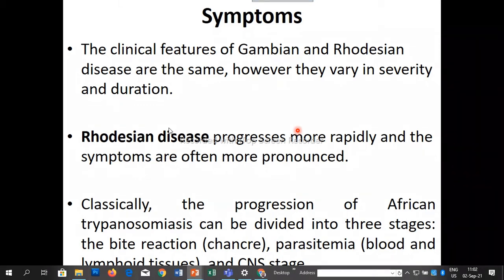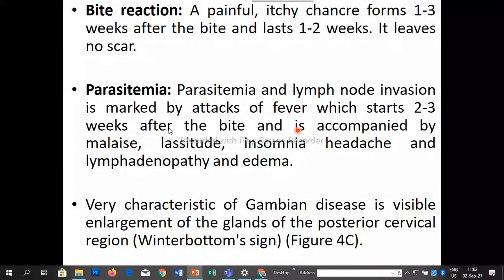There is what we call the bite reaction, also known as chancre. There is also parasitemia, the presence of parasites in blood and lymphoid tissues, and the last one is central nervous system involvement. The bite reaction is a painful itchy chancre that occurs 1 to 3 weeks after the bite, and it can last 2 weeks and it leaves no scar.